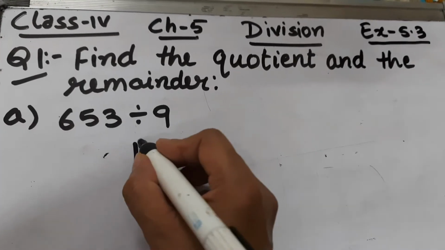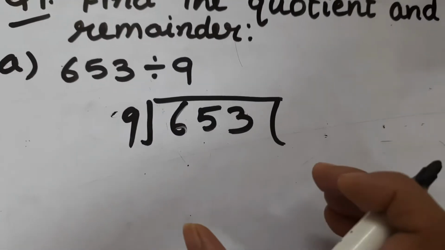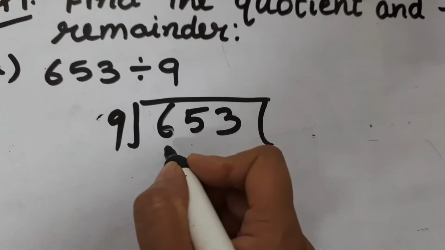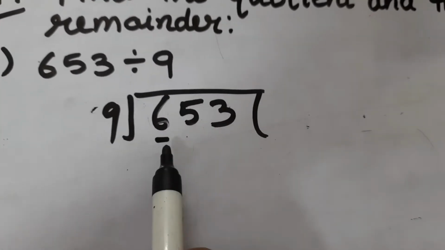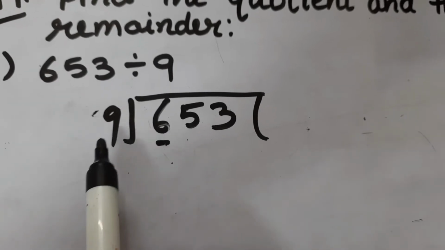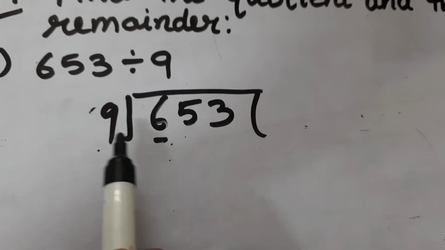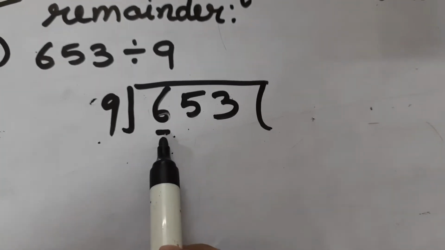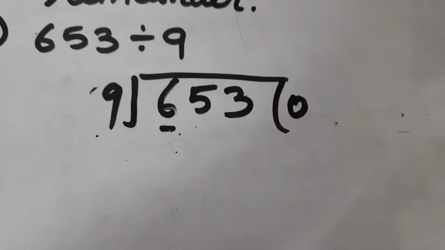653 divided by 9. We always start with the highest place value digit in the number, and here it's hundreds place. Okay, so we will start from this place. Now see, 6 divisible by 9? No, because 6 is smaller than 9, so we cannot divide 6 by 9. So we will write 0 in the quotient for the hundreds place.